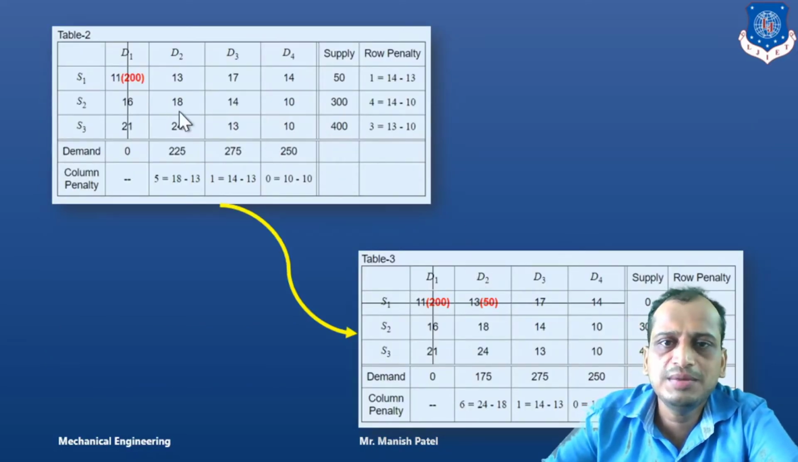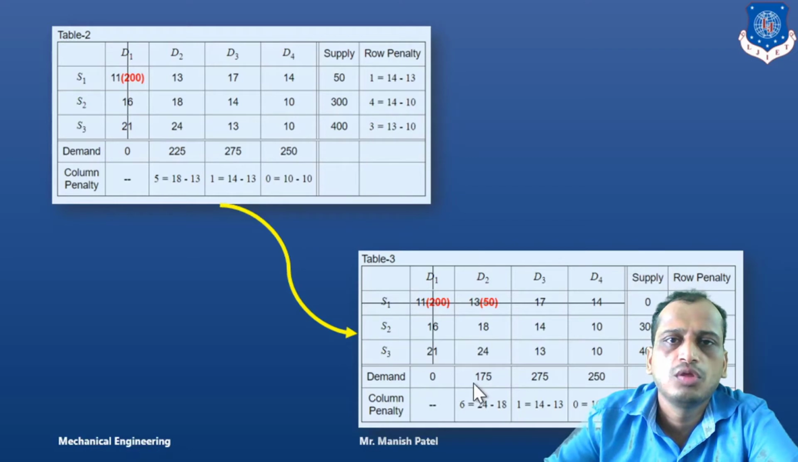So what is the next step here? 13 is the allocation here. So what can we allocate? We can allocate 50 at maximum. Right? So let's allocate 50 here. 225 minus 50 comes to 175. Clear? Once we have allocated 50 here, this supply side constraint is fulfilled. So we will cancel this supply side constraint. Clear? What is left here?